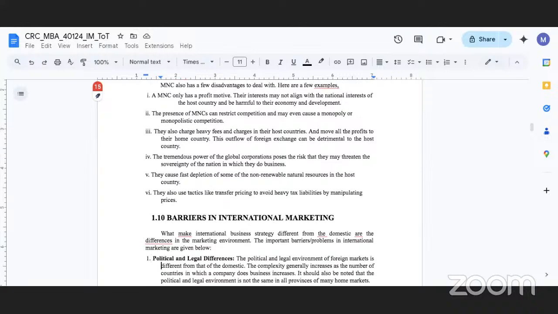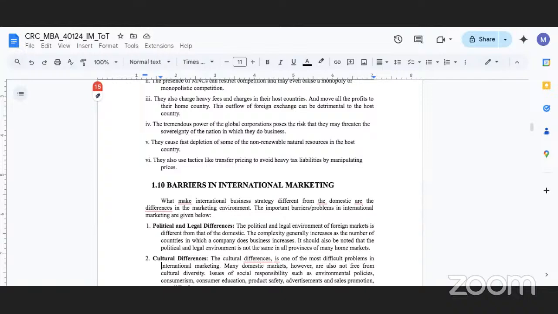The next one is the tremendous power of the global corporation poses the risk they may threaten the sovereignty of the nation in which they do the business. And the next one is they cause fast depletion of some of the non-renewable natural resources in the host country. So that is a major concern and can also be a barrier to them entering a new market. They also use tactics like transfer pricing to avoid heavy tax liabilities by manipulating prices. We'll talk about this in more detail in the next few classes.